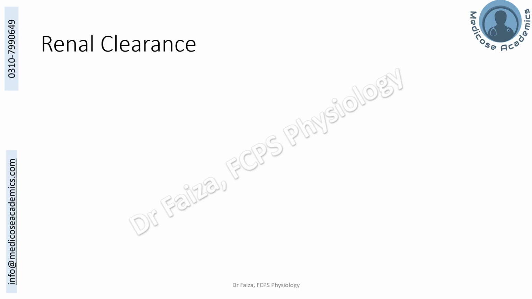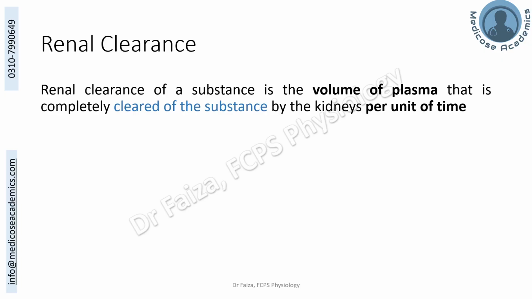So beginning from what renal clearance is, we define it as the volume of plasma that is completely cleared of the substance by the kidneys per unit time. So if we take the example, this is a plasma volume, let's say 5 ml, and we want to see how much of this 5 ml was completely cleared of glucose in 1 minute. That will be the renal clearance.